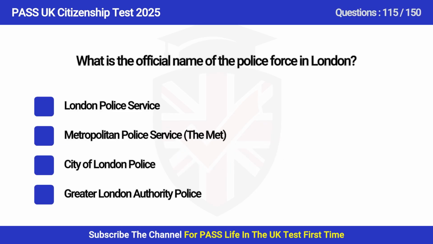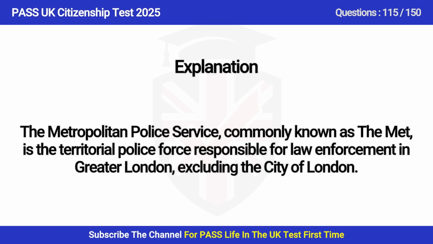Question 115. What is the official name of the police force in London? A. London Police Service, B. Metropolitan Police Service, the Met, C. City of London Police, D. Greater London Authority Police. Answer is B. Metropolitan Police Service, the Met. The Metropolitan Police Service, commonly known as the Met, is the territorial police force responsible for law enforcement in Greater London, excluding the City of London.